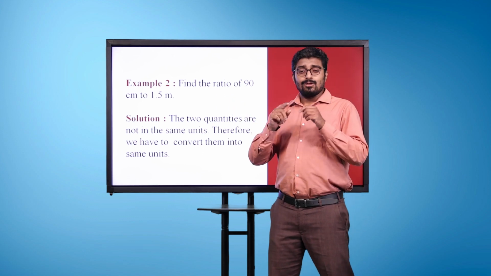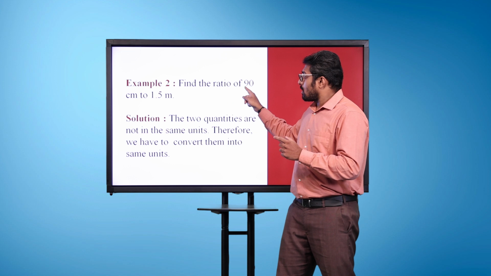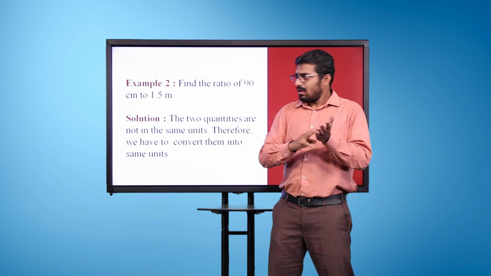Example 2. Find the ratio of 90 centimeters to 1.5 meters.